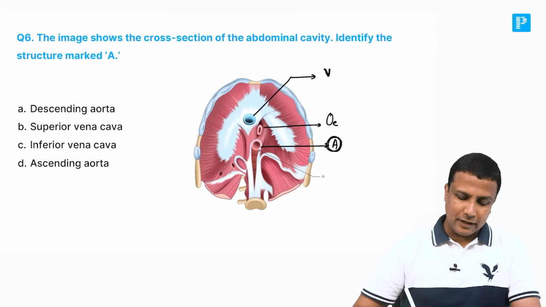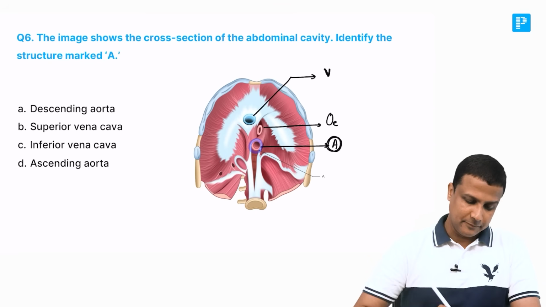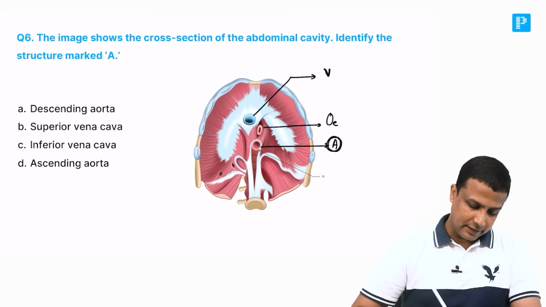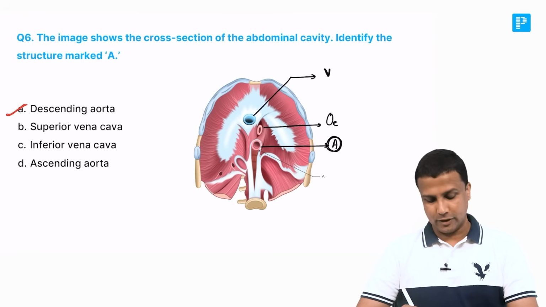So, what is going to pass from the aortic opening here, sir? The correct answer here will be the descending aorta.